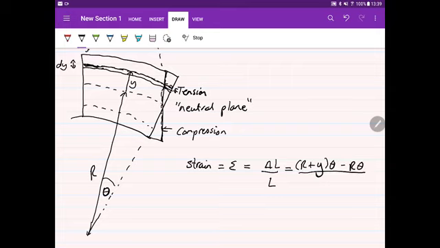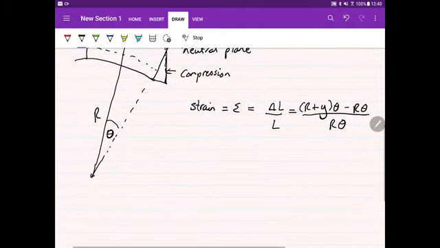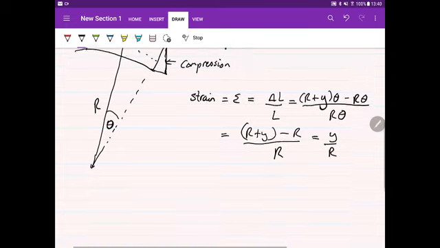And then the same number that we've just calculated is L as well, so we can divide that by r times theta. So if we look at that, there's obviously some stuff that we can cancel out. The thetas can get cancelled, which gives us (r + y - r) over r, and r minus r disappears, which means that the strain in that volume is going to be equal to y divided by r. So that gives us the strain.